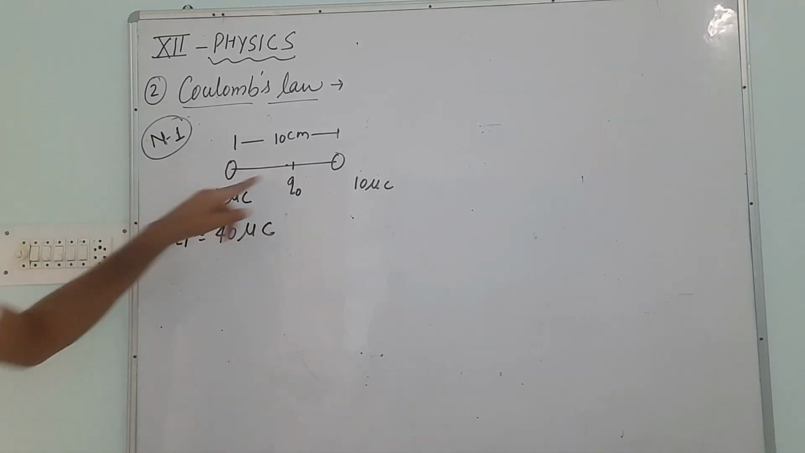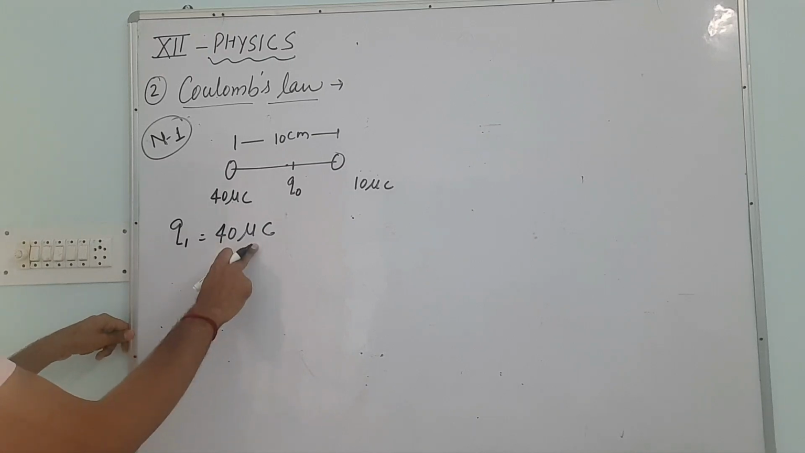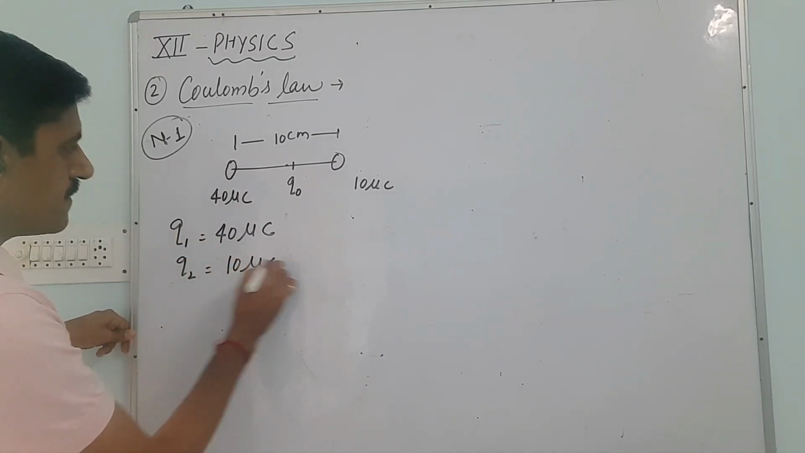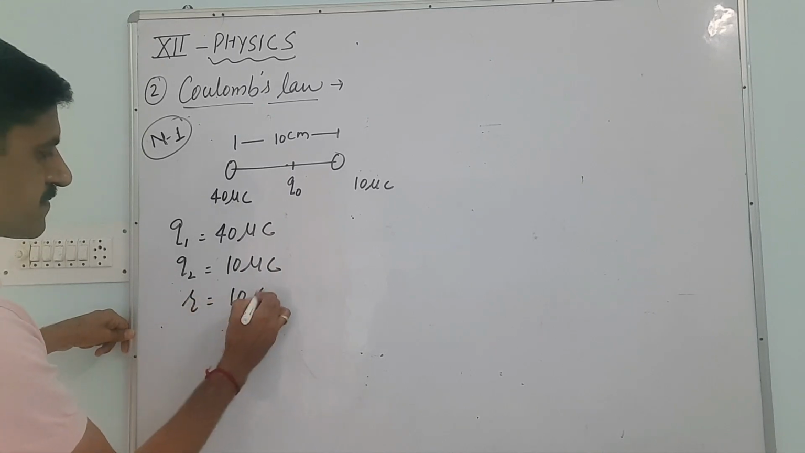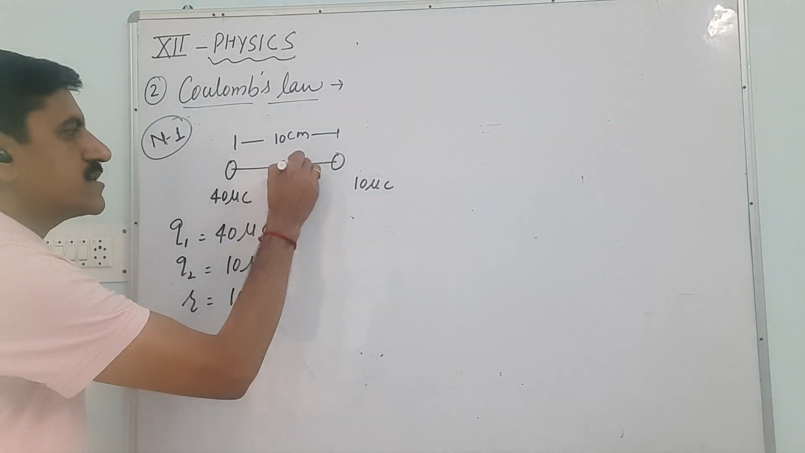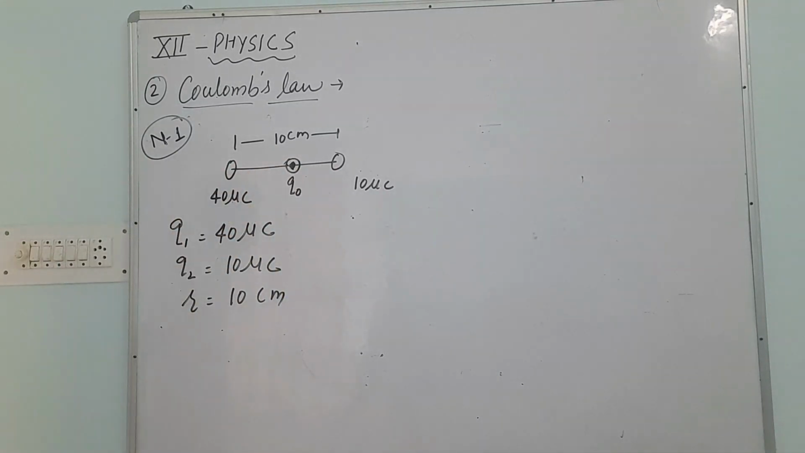You can pause the video and try this, and after that you can go for the solution. Q1 is 40 microcoulomb. Q2 is 10 microcoulomb. Distance between them is 10 centimeter. Where should we place a third charge Q0 so that it does not experience any force?